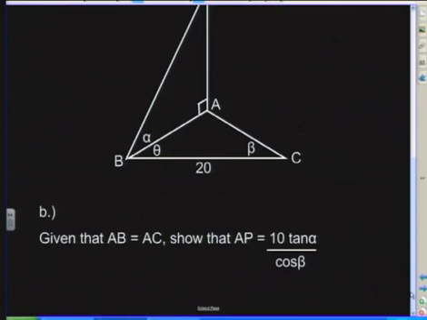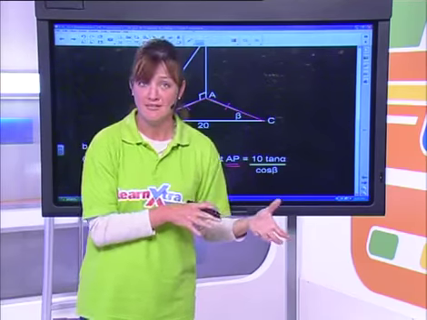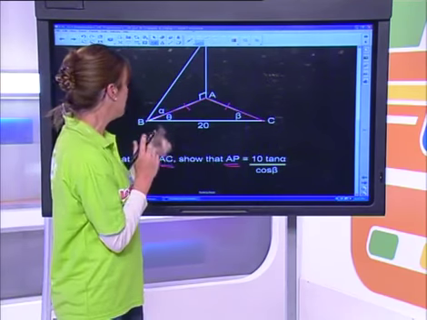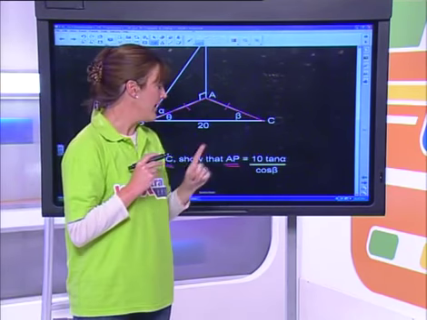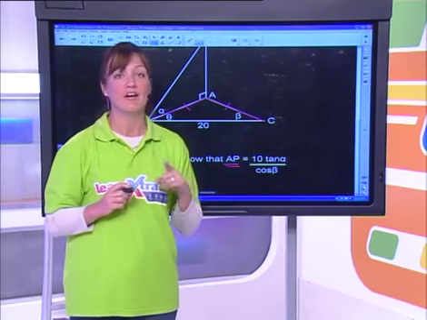They now say to you, if AB is equal to AC, so they're saying that this length over here is equal to that length over there. Based on what you've just found, they want you to write the length of AP now as 10 tan alpha over cos beta.